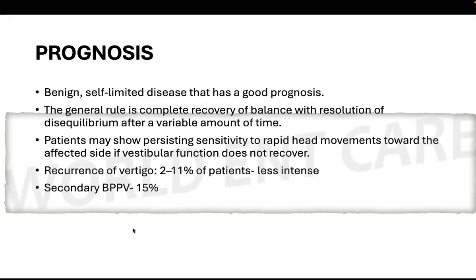So basically vestibular neuritis is a benign self-limited disease that has a good prognosis, and the general rule is complete recovery of balance with resolution of disequilibrium after a variable amount of time. And the patient may show persisting sensitivity to rapid head movements towards the affected side if vestibular function does not recover. And recurrence of vertigo may occur in 2 to 11% of patients, although it usually is less intense than during the initial attack. And secondary BPPV may develop in up to 15% of patients with vestibular neuritis, and it is treated with particle repositioning maneuvers.